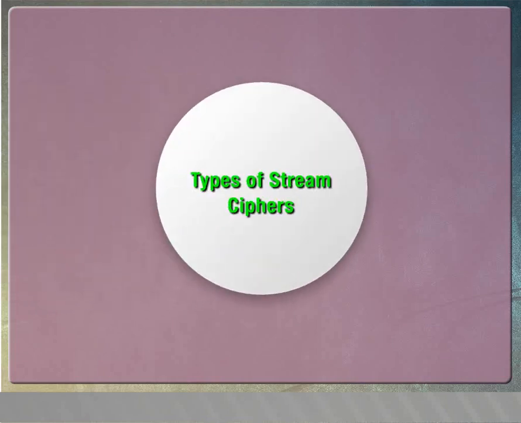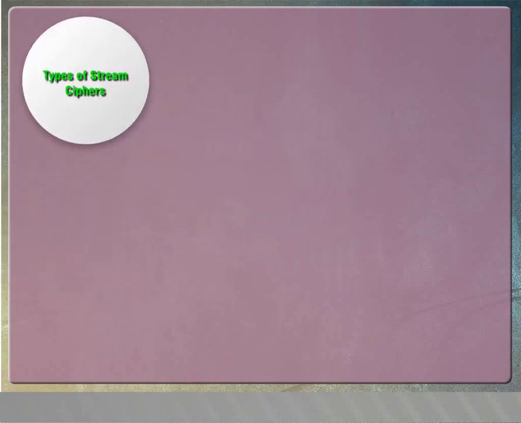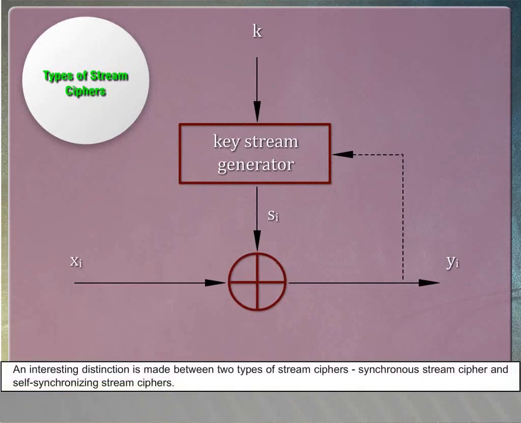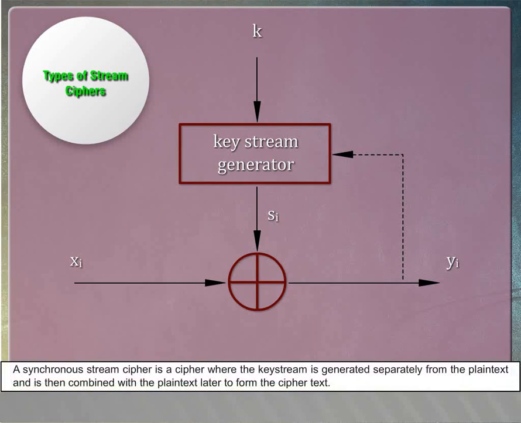Types of stream ciphers. An interesting distinction is made between two types of stream ciphers: synchronous stream ciphers and self-synchronizing stream ciphers. A synchronous stream cipher is a cipher where the key stream is generated separately from the plaintext and is then combined with the plaintext later to form the ciphertext.